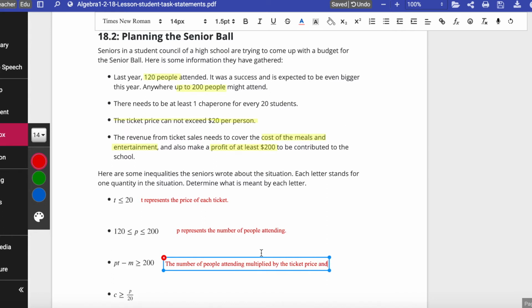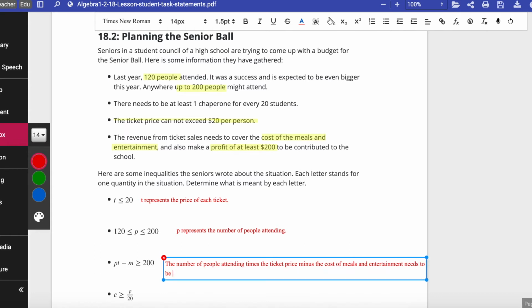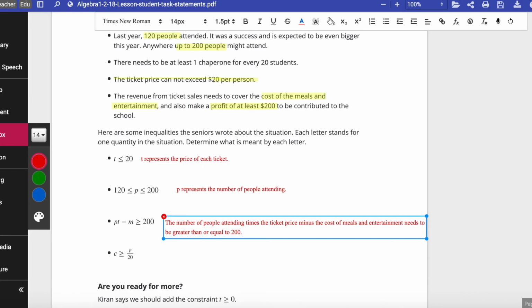So you could say the number of people attending times the ticket price minus the cost of meals and entertainment needs to be greater than or equal to 200, because they wanted a profit of at least 200 to be contributed to the school.